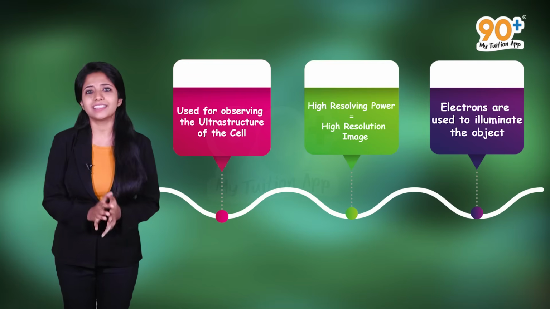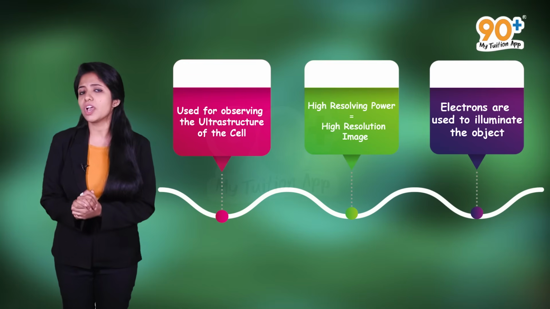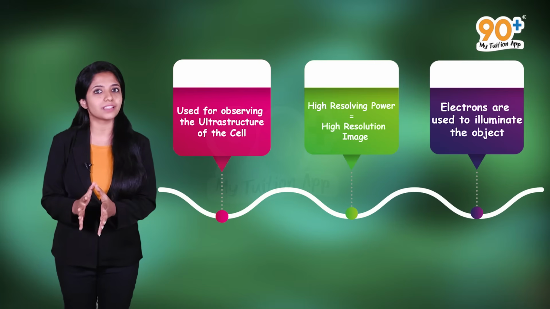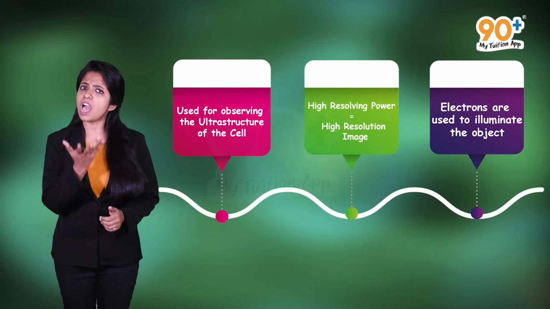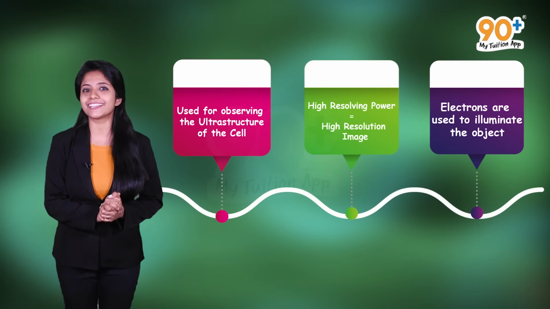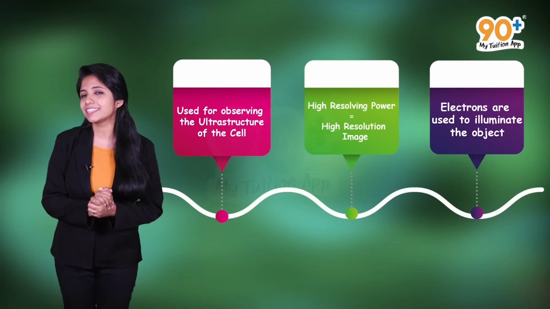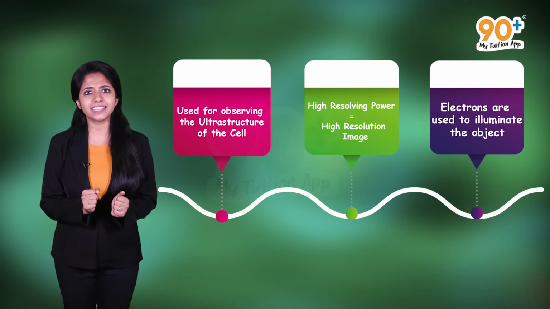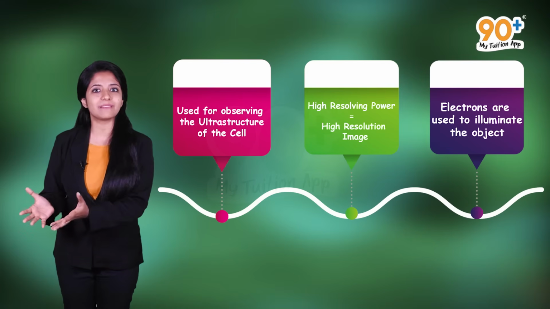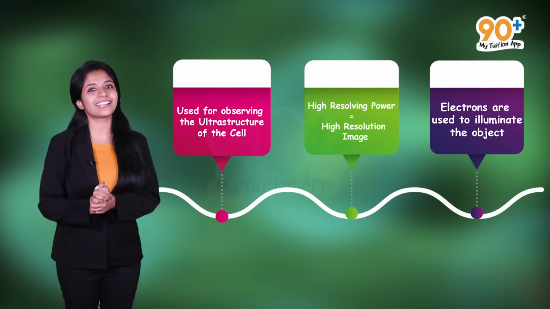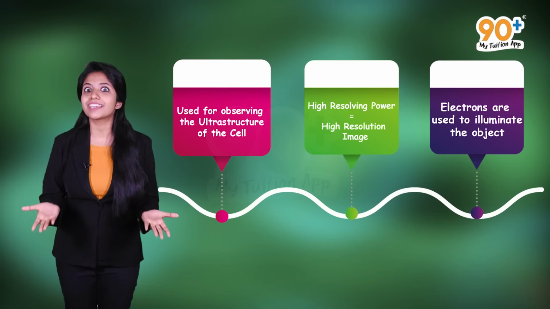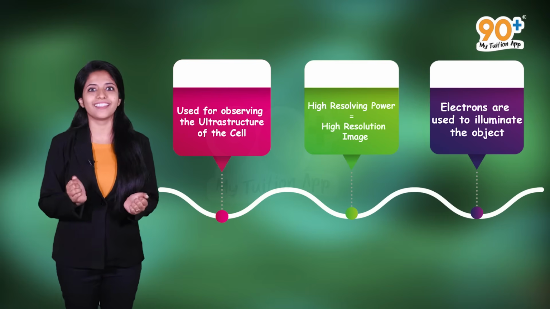Well, here, these electron beams are generated by heating the tungsten filament. You might be thinking how the tungsten filament is heated. Well, it is with the help of high voltage current that the tungsten filament is heated, and that's how an electron beam is produced. Interesting, right? And this is how we get to see the plasma membrane.